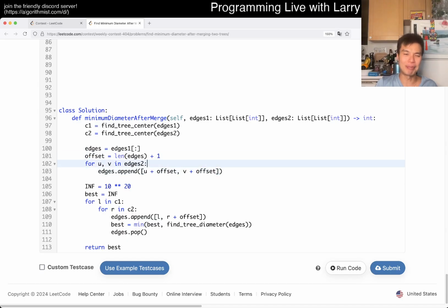I have an offset so that basically I relabeled H2 to new nodes and edges, and then I just brute force for connecting L and R. Basically, for each node in the first tree and the second tree, I connect them. I calculate the diameter, and then I just get rid of the edge so that I can do it again. So that's basically it. This has at most two centers, and this has at most two centers, so we only do this at most 4 times. Find tree center is linear, and this is linear, so this is at most like 6 times n.